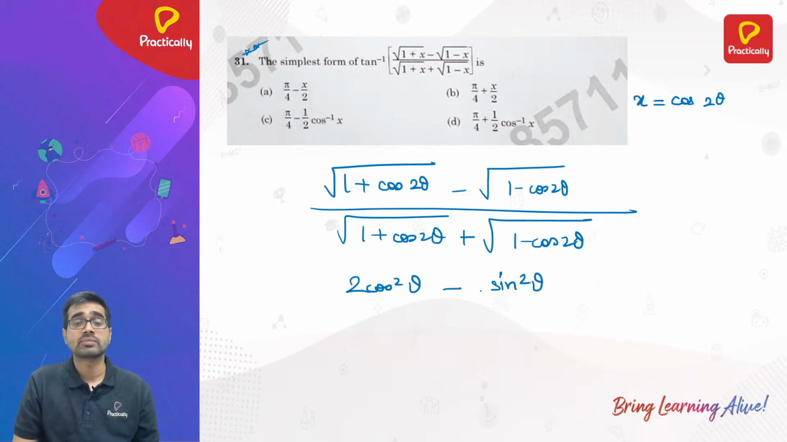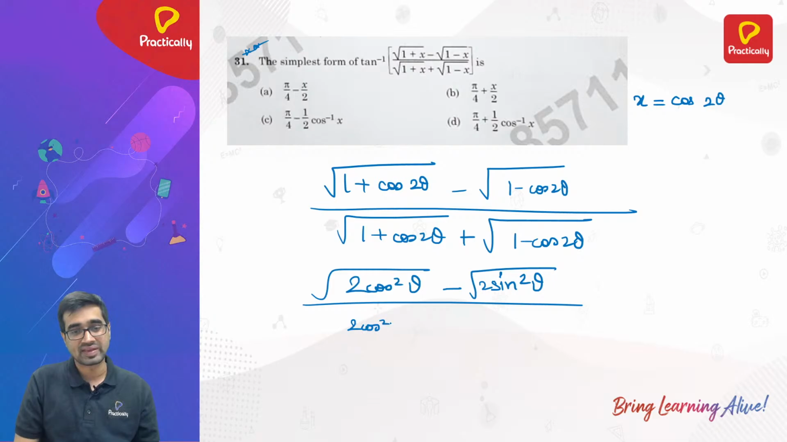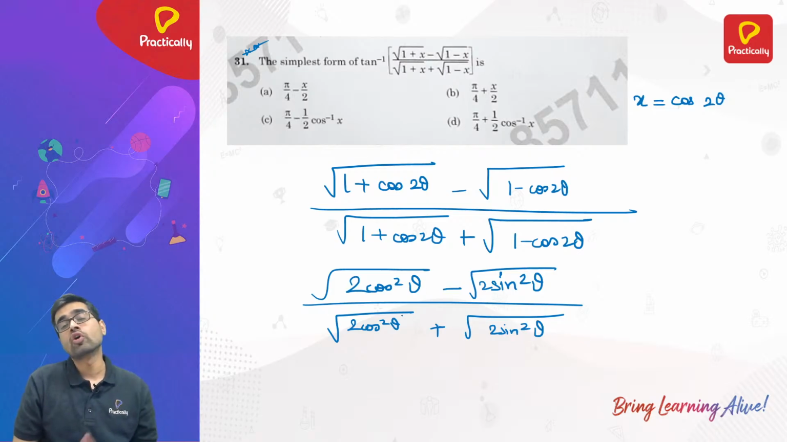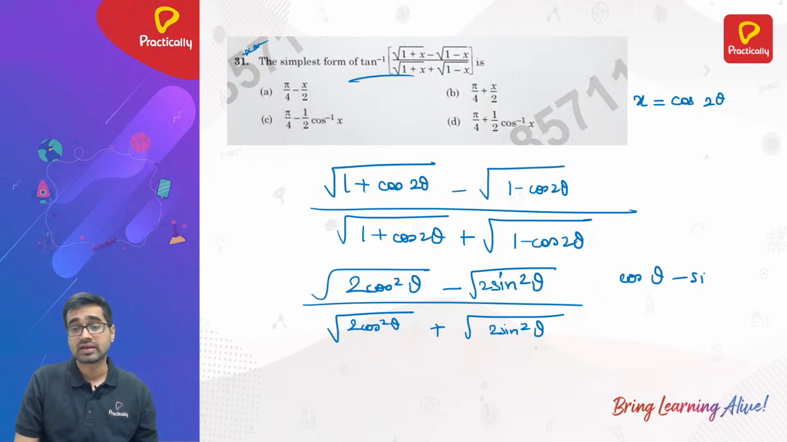Sine square theta. Remember, both of them are in root, and this is again the same thing, nothing different. Now you see root 2 will go common and gone. See, tan inverse I can bring anytime. Why will I waste my time? No one is checking my paper. So root 2 is gone. Cos square theta has become cos theta, this has become sine theta, this has become cos theta, this has become sine theta.